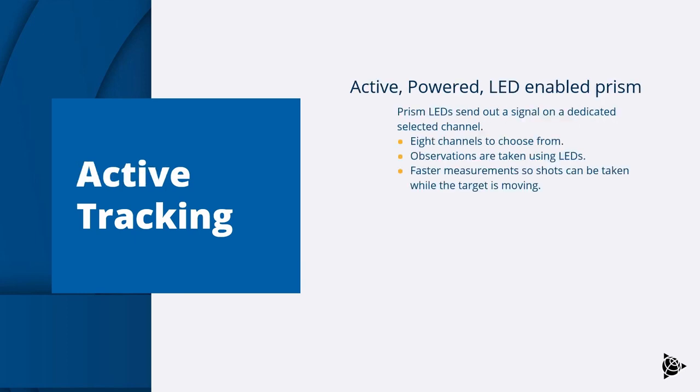Active tracking. An active tracking mode needs an active or powered prism with LEDs in it. Prism LEDs send out a signal on a dedicated selected channel. There's 8 channels available to choose from. Observations are taken using LEDs, which means faster measurements and shots can be taken while the target is moving.